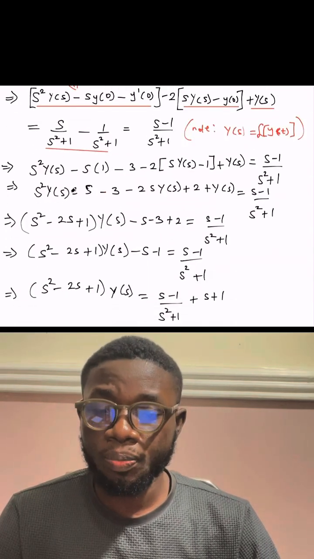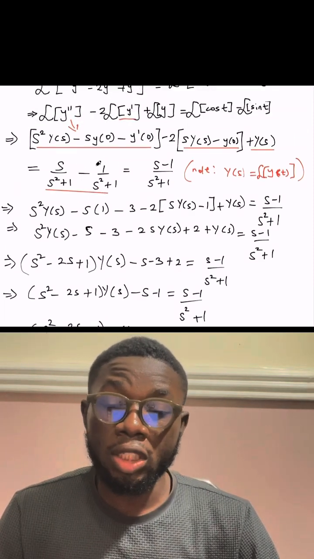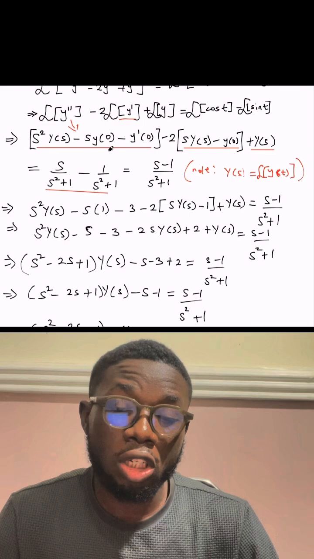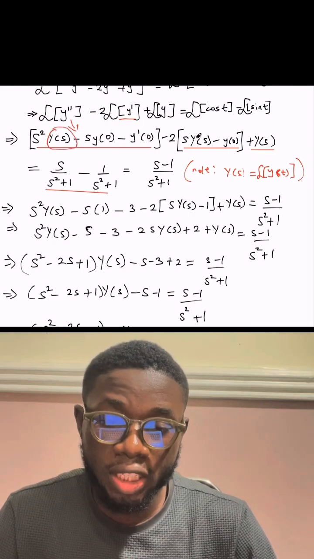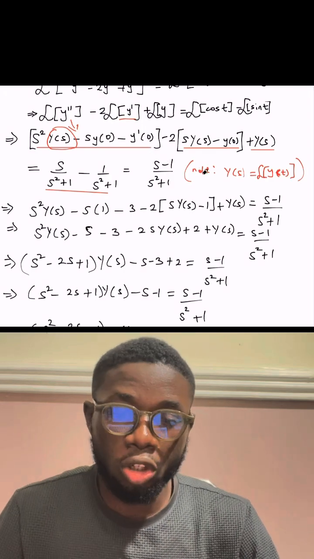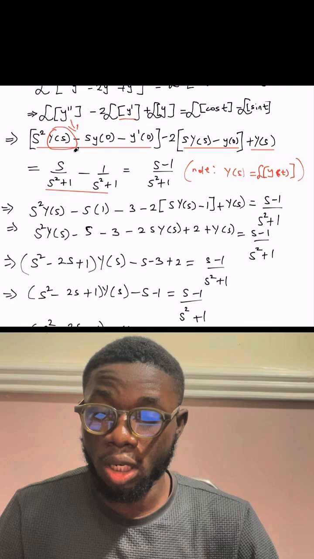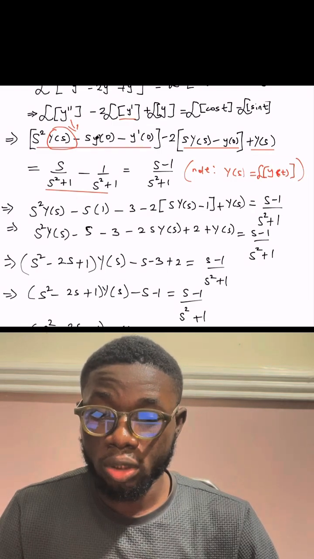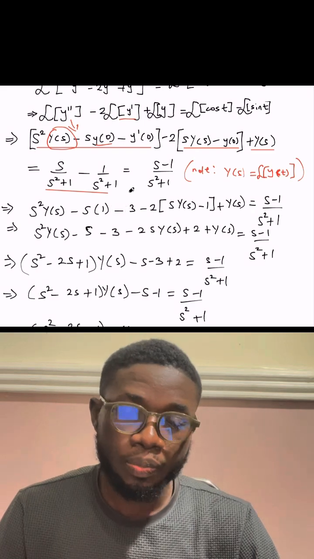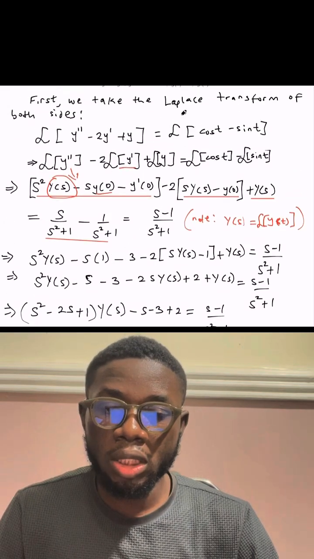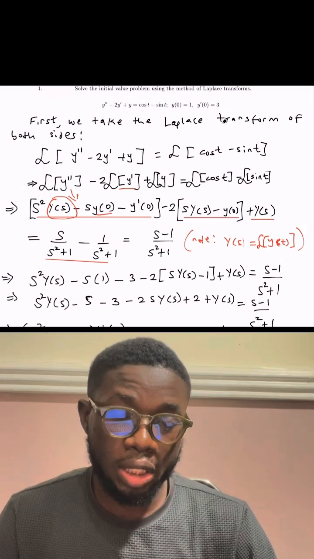So moving forward, all we need to do now is to simplify this, and what are we solving for? We are solving for y of s. So you can do your algebra. This will then be s squared y of s, opening this up, minus s times y of 0. The reason why y of 0 has become 1 is because the initial conditions were given: y of 0 is 1 and y prime of 0 equals 3.